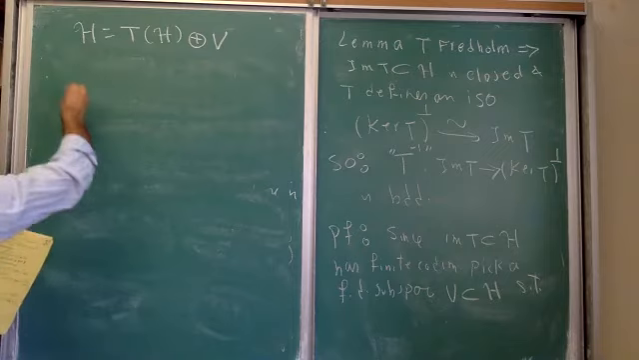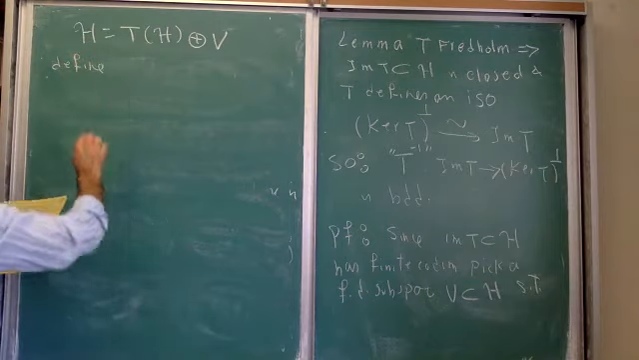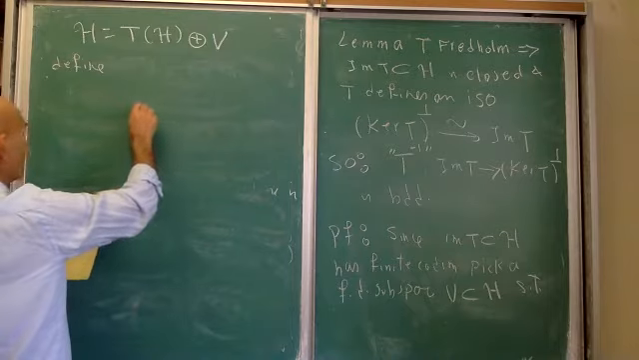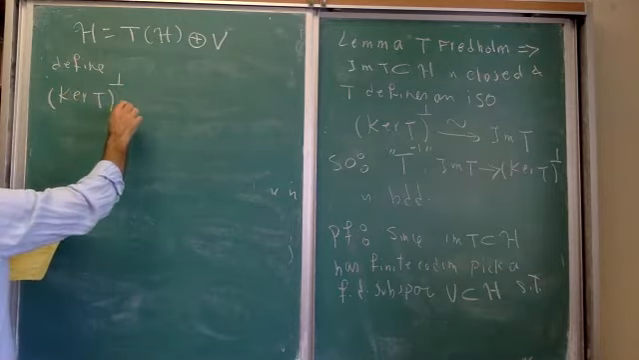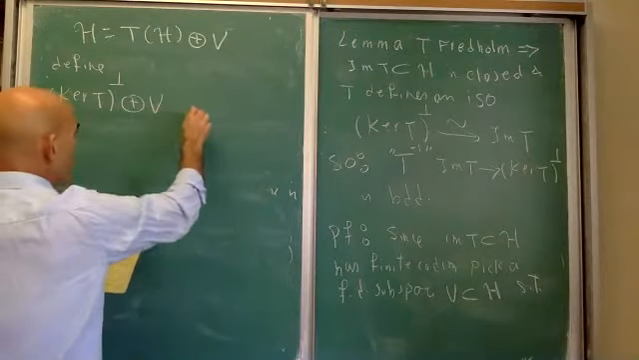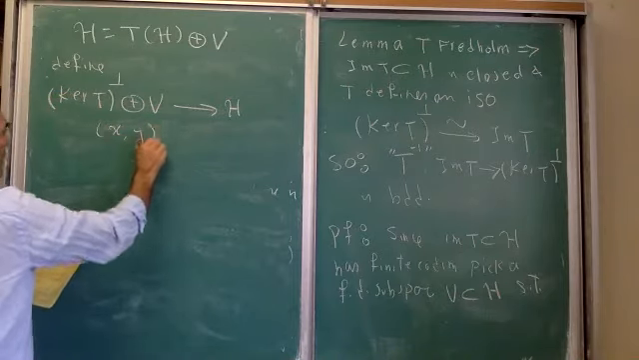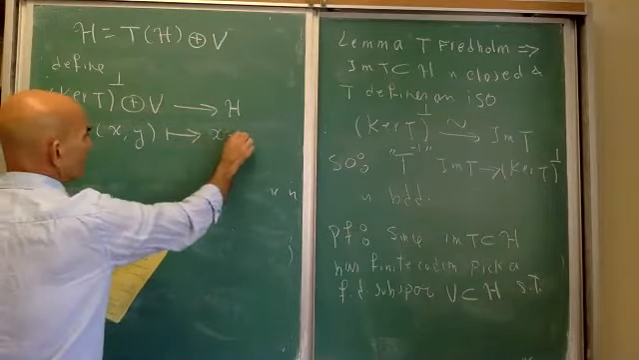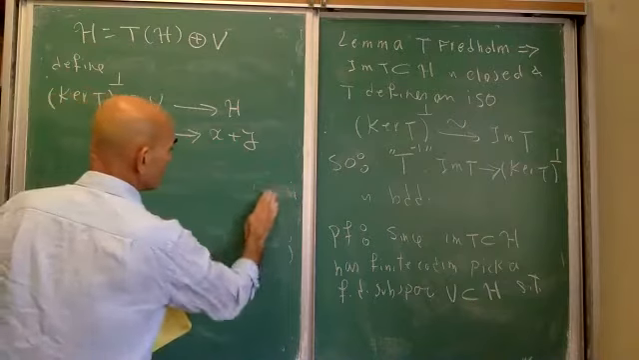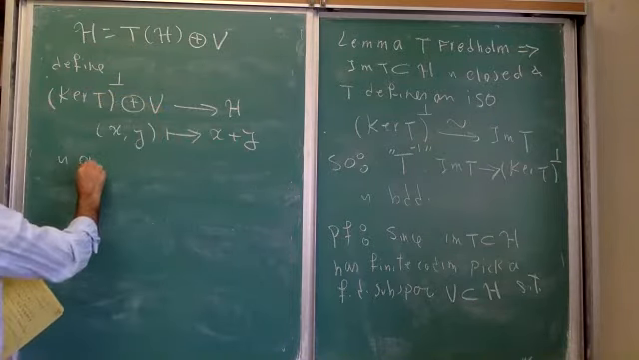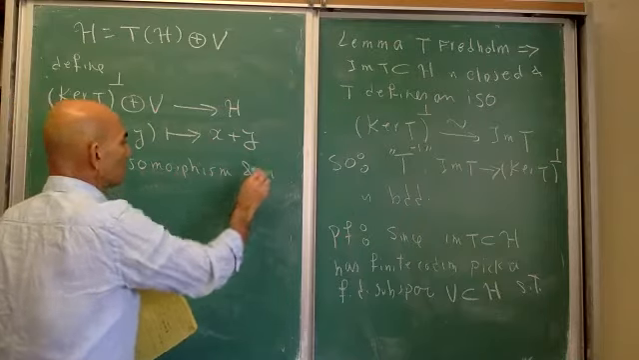So define a map from kernel of T perpendicular direct sum V to H by sending X and Y to X plus Y. Now, if you look at this map, it's algebraically an isomorphism, and it is bounded.